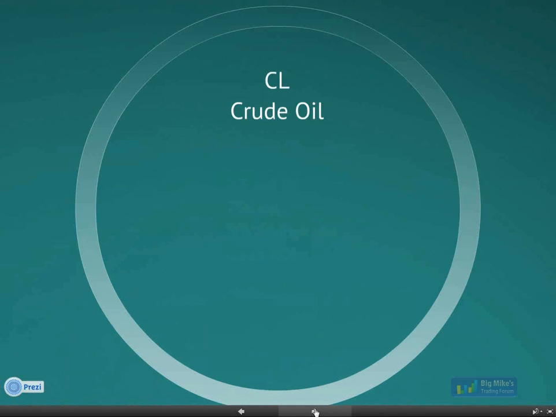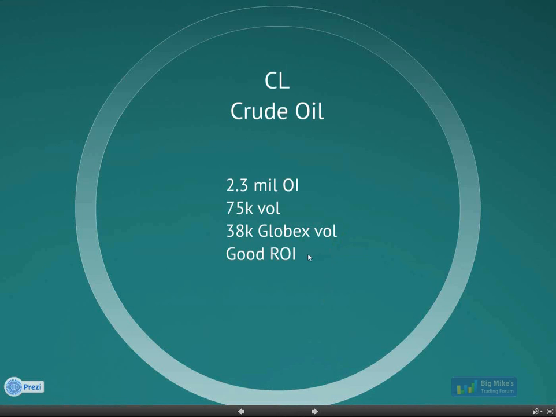CL or crude oil, 2.3 million open interest on the calls and puts, 75,000 volume, and that can vary quite a bit. Probably a bottom would be 50,000, but a high you can easily get 150, 200,000 traded in a day. Usually about half of that is Globex, the rest is pit traded, and it has a pretty decent return on investment on crude oil.